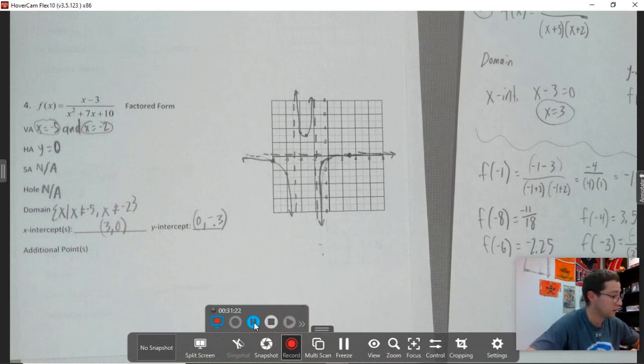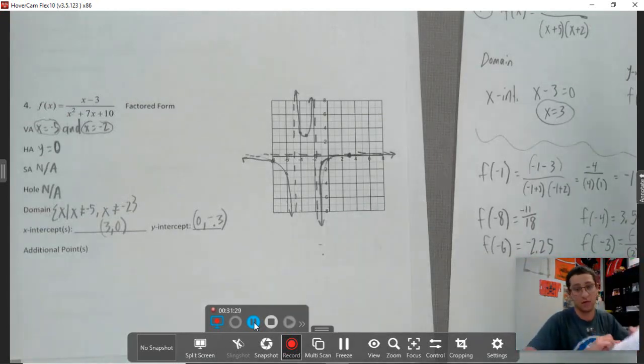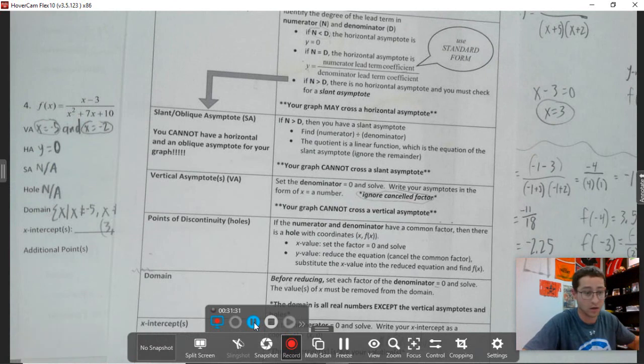But anyways, hopefully you guys are getting the point here. Using this sheet is crucial. Using this sheet right here is crucial. It's just a very important step-by-step process in order to verify all of your rational functions. That's all I got.